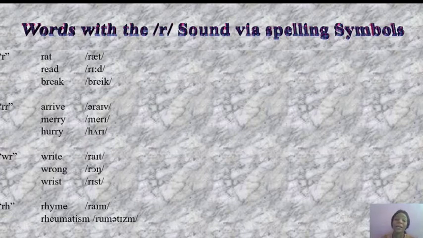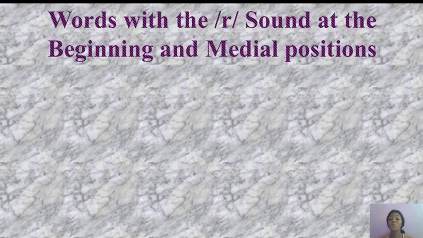It's actually a pain around one's joints. Rheumatism, and it gets worse during the rainy season. And we have the word diarrhea. So as you can see, all those words have RH in their spellings and they are all pronounced using the R sound.